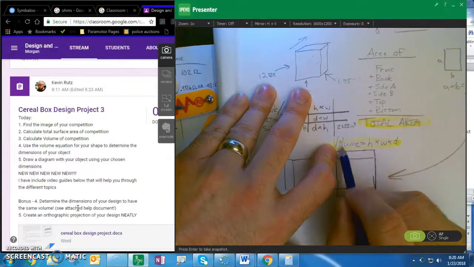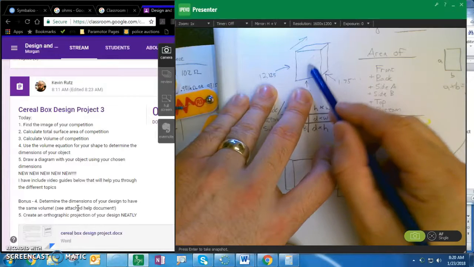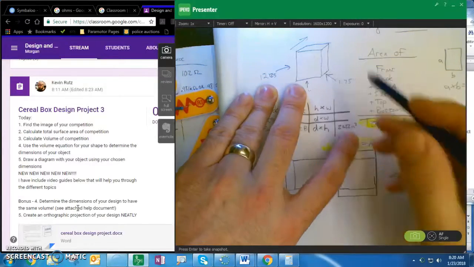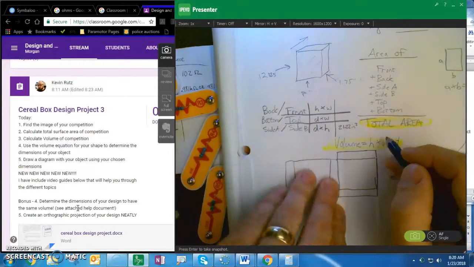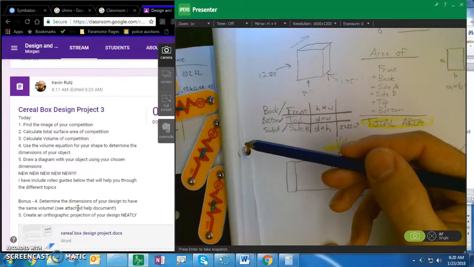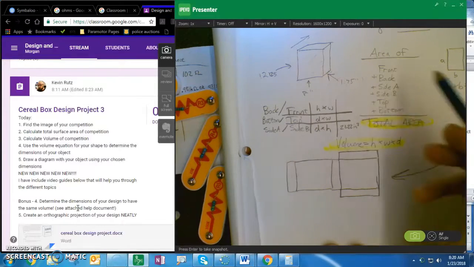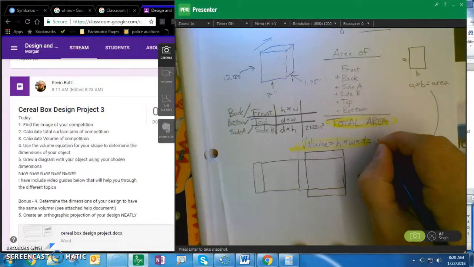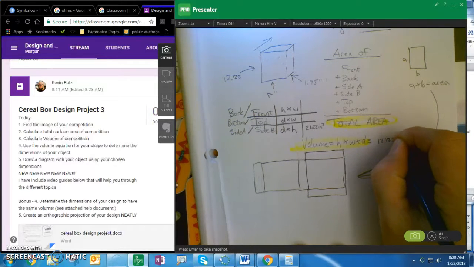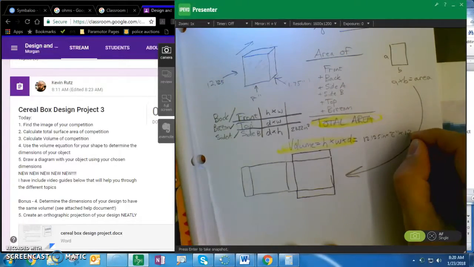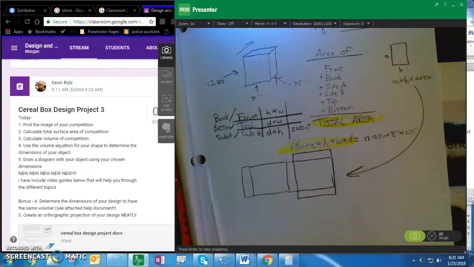So once you determine the volume of this cereal box that your competitors use, you can determine the volume of your object because you need to hold the same amount of cereal. So number 3, calculate volume of competition. This is going to be as simple as 12.125 inches times width is 8 inches times depth of 1.75 inches.